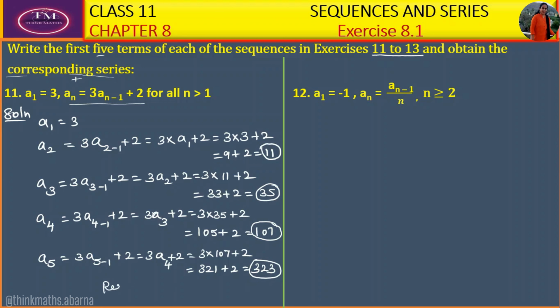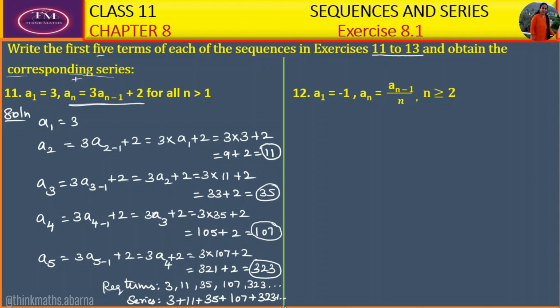So you can write the required terms. The required terms are 3, 11, 35, 107, 323. This is the required first five terms. The first term is given, and the next terms we found from this general formula. Next they have asked for the corresponding series. What is the corresponding series? You just have to write these terms with a plus sign. That is, you have to write 3 plus 11 plus 35 plus 107 plus 323. Okay, so this is called a series.